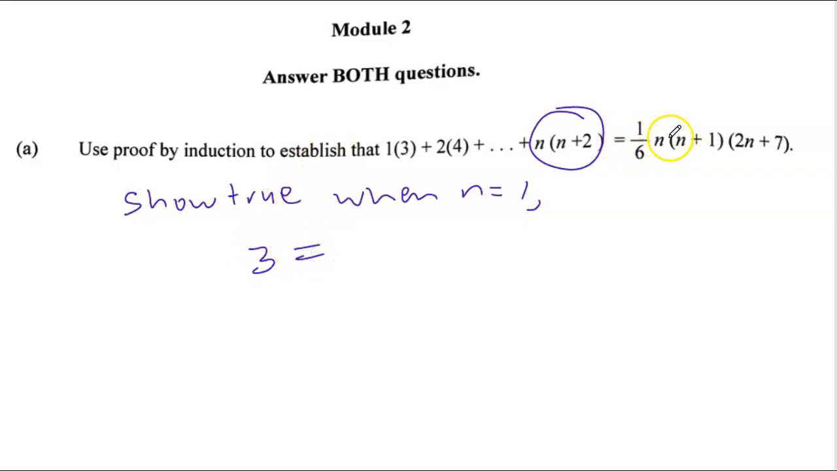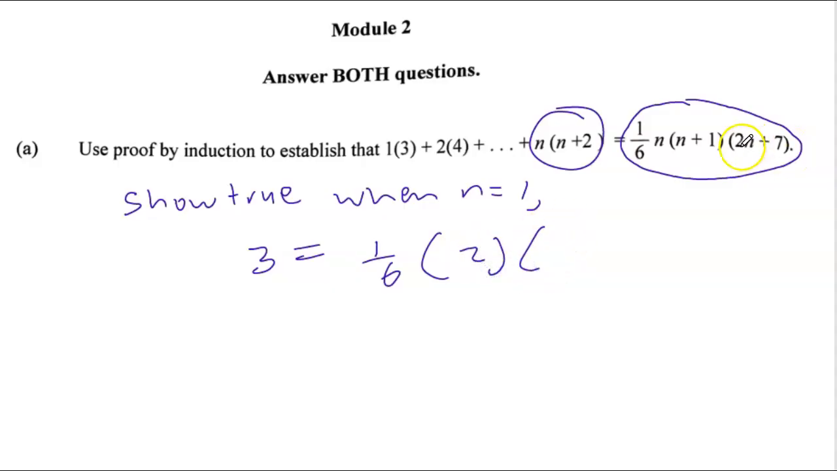And to get the summation here on the right hand side, we substitute 1 for n. So what we have is 1/6 times 1, which is 1/6. Replace n with 1. 1 plus 1, that's 2. In the other bracket, replace n with 1. 2 times 1 plus 7, that's actually 9. So what we have is 3 is equal to, well, 2 times 9, 18. 1/6 of 18 is positive 3. So the statement is true when n is equal to 1.